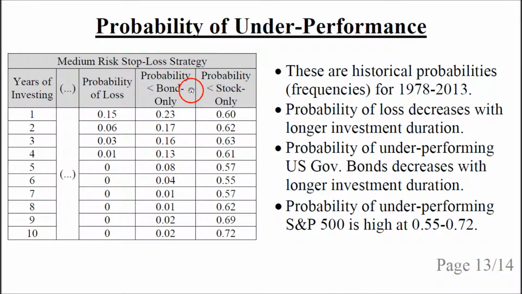And over here, we have the probability of underperforming an investment in US government bonds. And for 1 year of investing, it was 0.23 or 23%. So almost 1 out of 4 investments would have underperformed US government bonds within a year. But as the investment period gets longer, the probability of underperforming government bonds gets a lot lower. And after 10 years of investing, the probability was about 2%. The probability of underperforming the S&P 500 is given over here, and it was quite high at 55% up to 72%, depending on how many years we were investing.